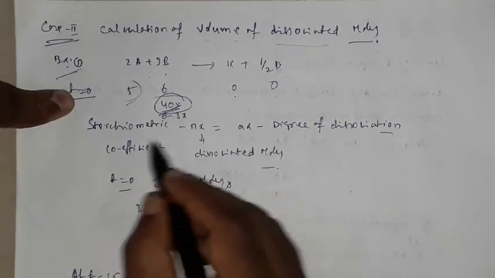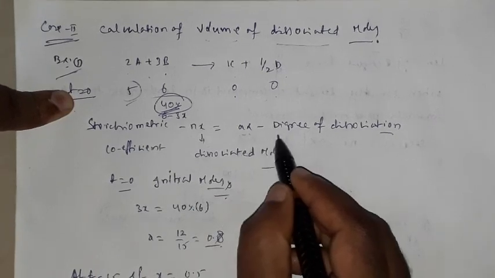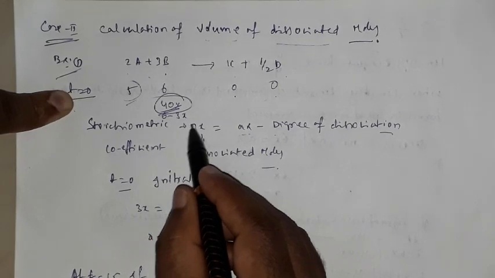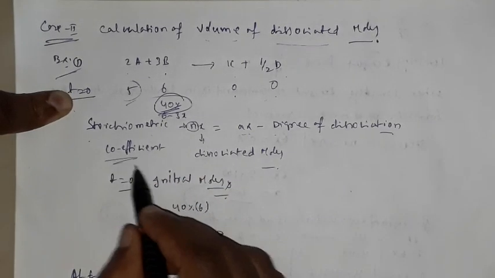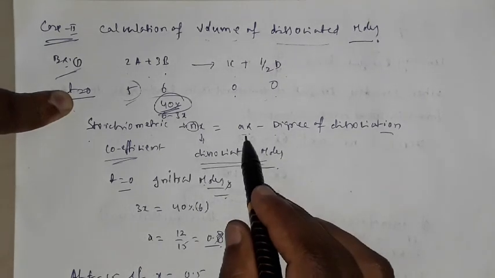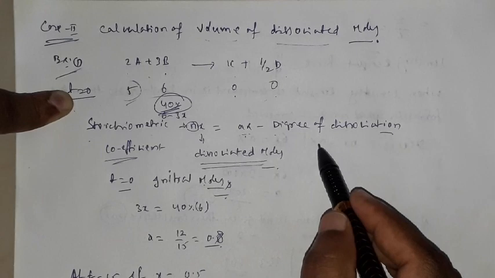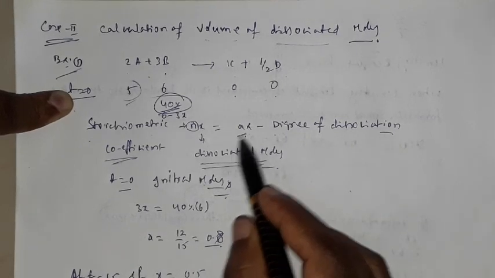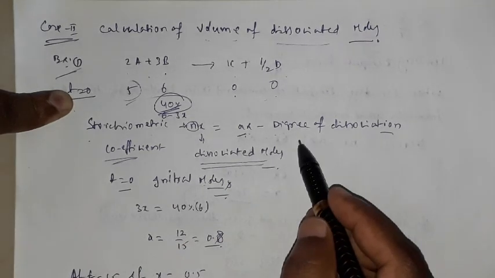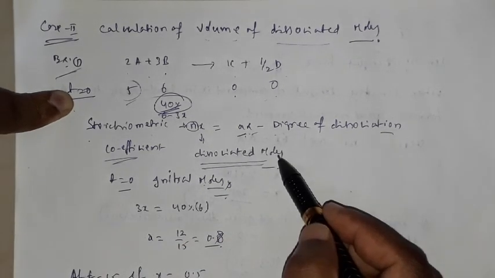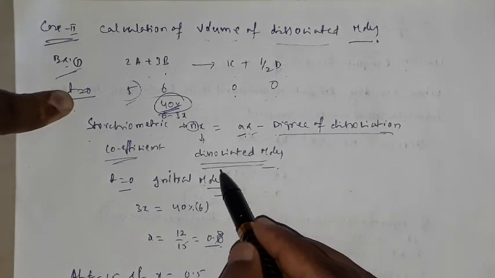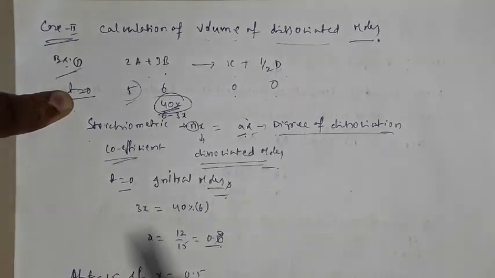Here the formula is nx equal to A alpha, where alpha is the degree of dissociation. Here n is the stoichiometric coefficient, and x is the dissociated moles. A is the given moles of the compound, alpha is the degree of dissociation.